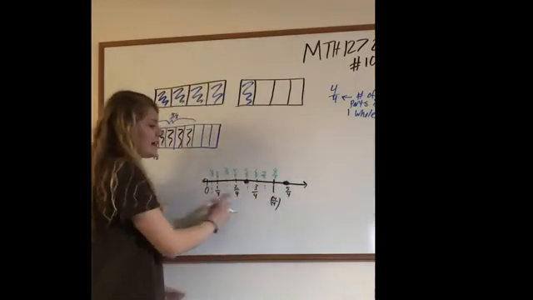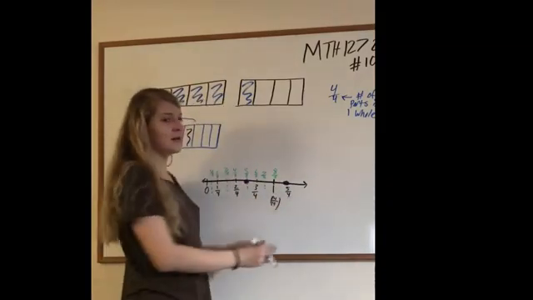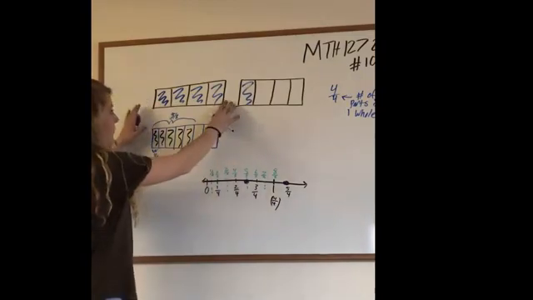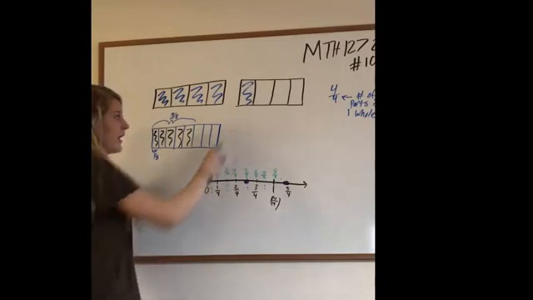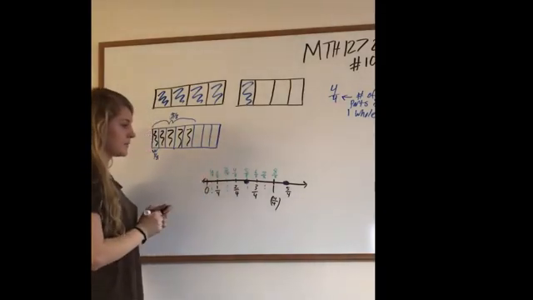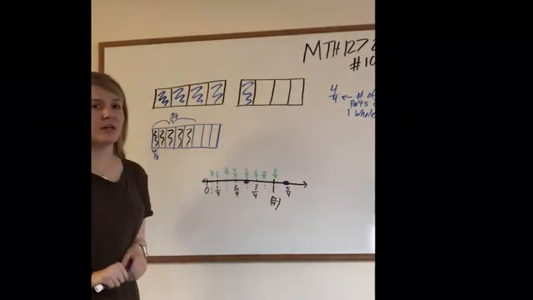So 5/8 is less than 1, and 5/4 is greater than 1 because you have a whole shaded in. You have one whole and 1/4. And so this is how you would explain number 10.